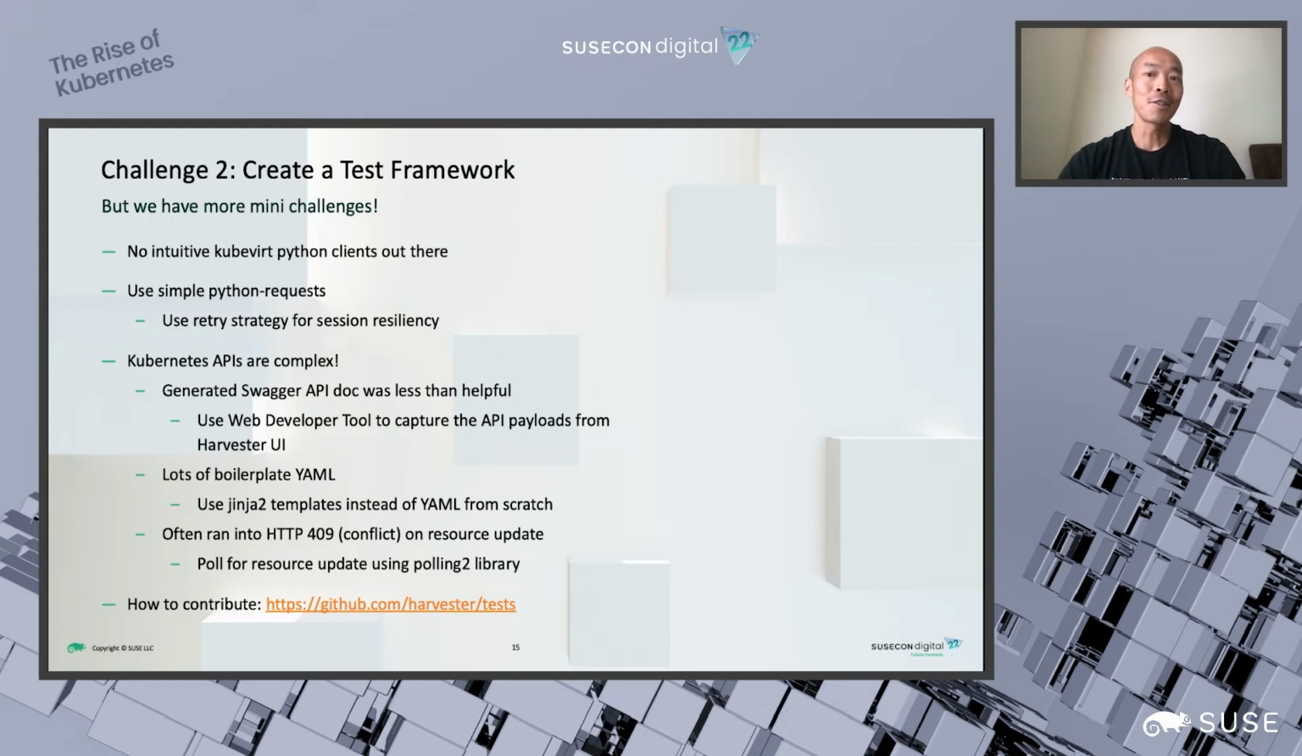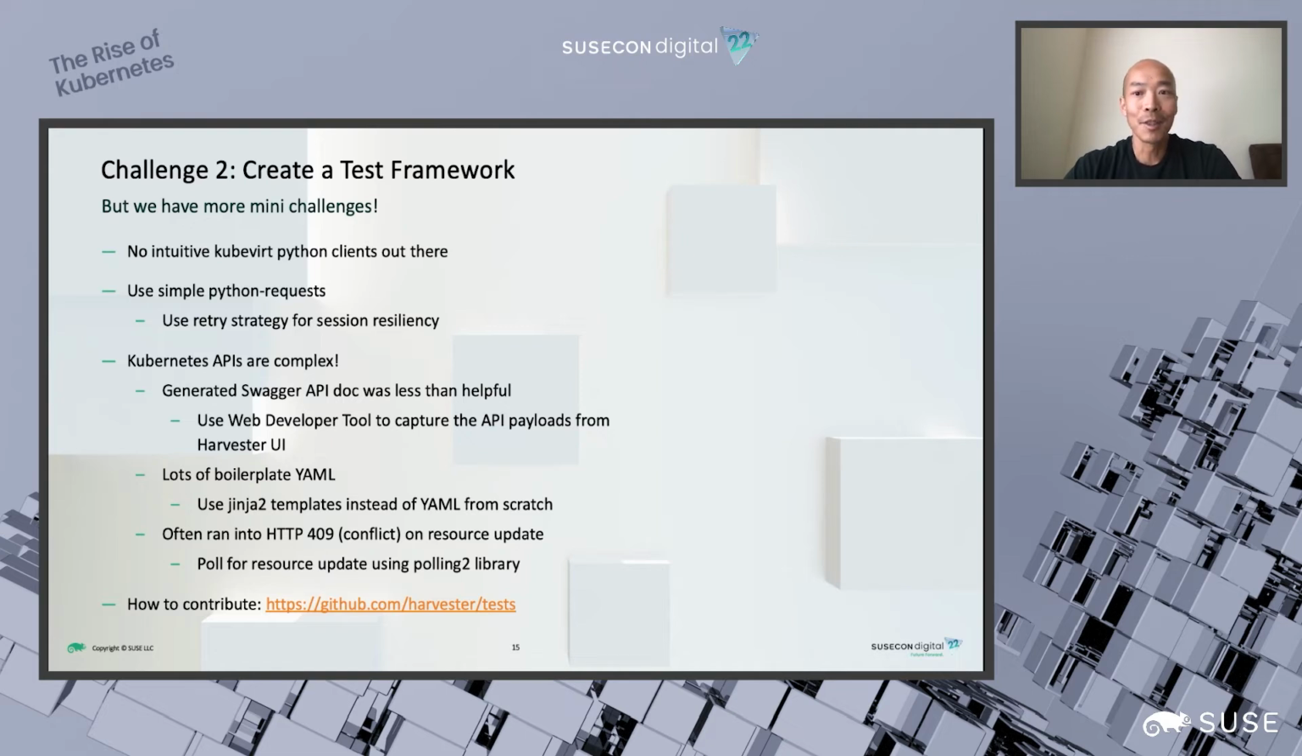Now, the use of Kubernetes APIs was a big challenge for us since none of us were familiar with it. We were hoping to find a Python KubeVirt or Kubernetes client library out there that is intuitive to use, with good documentation and good examples. Unfortunately, we didn't find any. So we decided to just build our own by using the Python requests library.